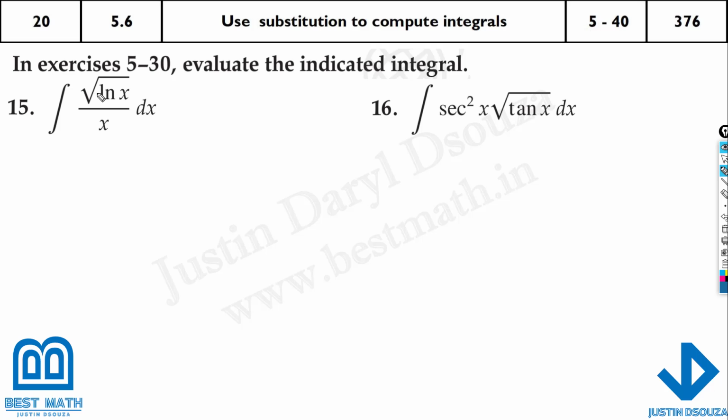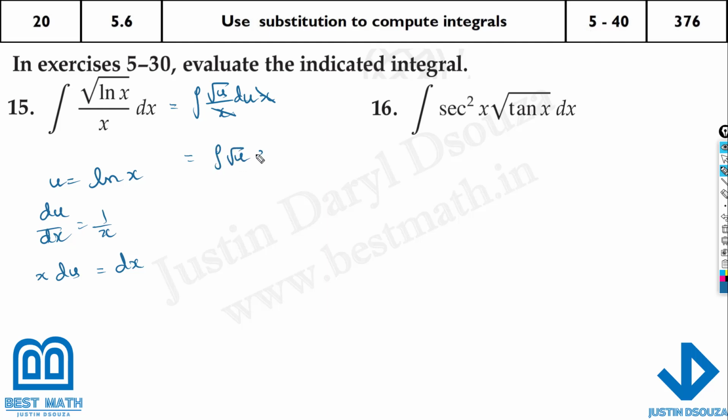Square root natural logarithm x. I know the derivative of natural logarithm x is 1 by x. So I have to assume this as u. So whatever is inside square root, we generally assume to be u. So u is natural logarithm x. du by dx would be equal to 1 by x. So it becomes multiplication. x times du will be equal to dx. So now it's substituted over here. It's going to be root u by x times dx, which is x du. It's the same thing. I'll cancel this off. So you're remaining with square root u du.